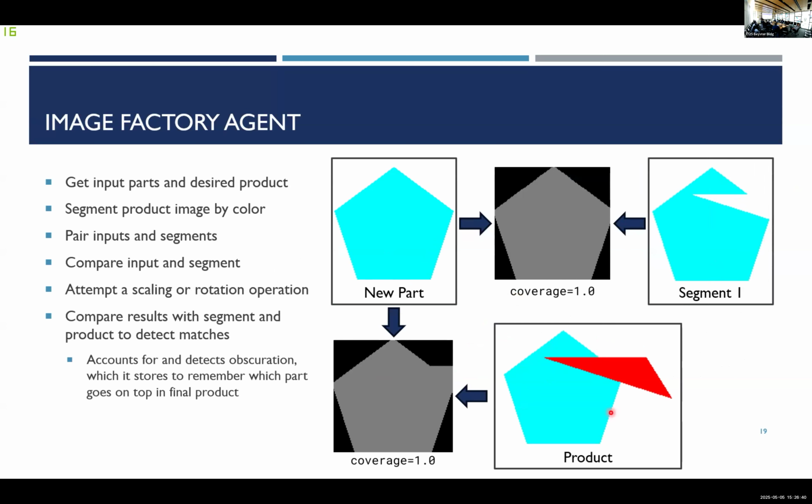And in this process, it can also detect, oh, it's partially obscured, right? You can say, oh, I'm covered by this product, but I don't cover all the segment. There must be something else going on. And in this case, it would be the red triangle that's obscuring this, right? And so it can store that information, which it uses later to add the final machine, which stacks them together.